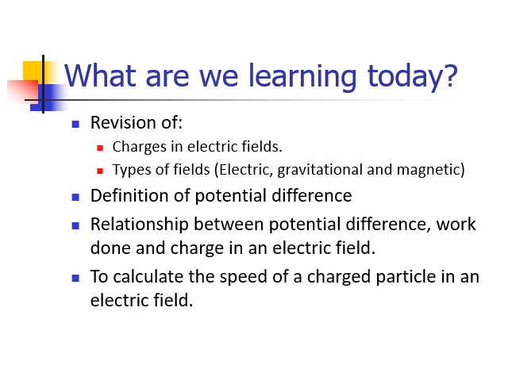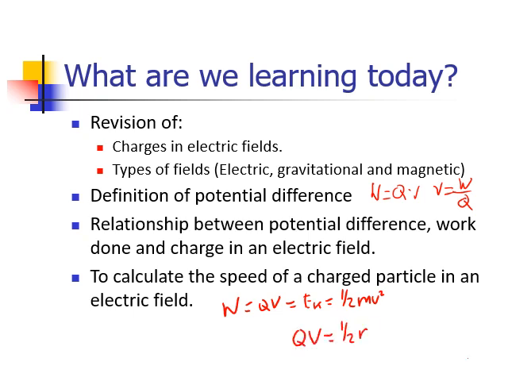Okay, so the things that we've covered: we've had a little review of charges in electric fields. We've discussed types of fields. We've got the definition of potential difference, the number of joules per coulomb. Remember that is coming from W equals QV and V equals W over Q, W being work in joules, Q being charge in coulombs, so joules per coulomb. And then we've used that relationship to work out the work done or the kinetic energy gained, and then we've made that W equals QV equal to the kinetic energy, equal to half mv squared. So we've got QV equals half mv squared, and we've solved for v to work out the speed of the charged particle.